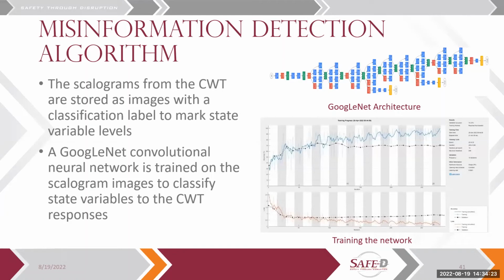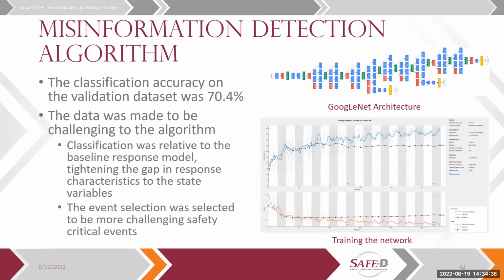And you can see here the training of the network in the bottom right figure. As we go through the different training iterations, the accuracy improves over time. And from that, with the data set, we were able to get a classification accuracy on the separate validation data set of 70.4%. Whether that's good or bad, I'm not sure. It's 70% detection of misinformation between the data that we built.